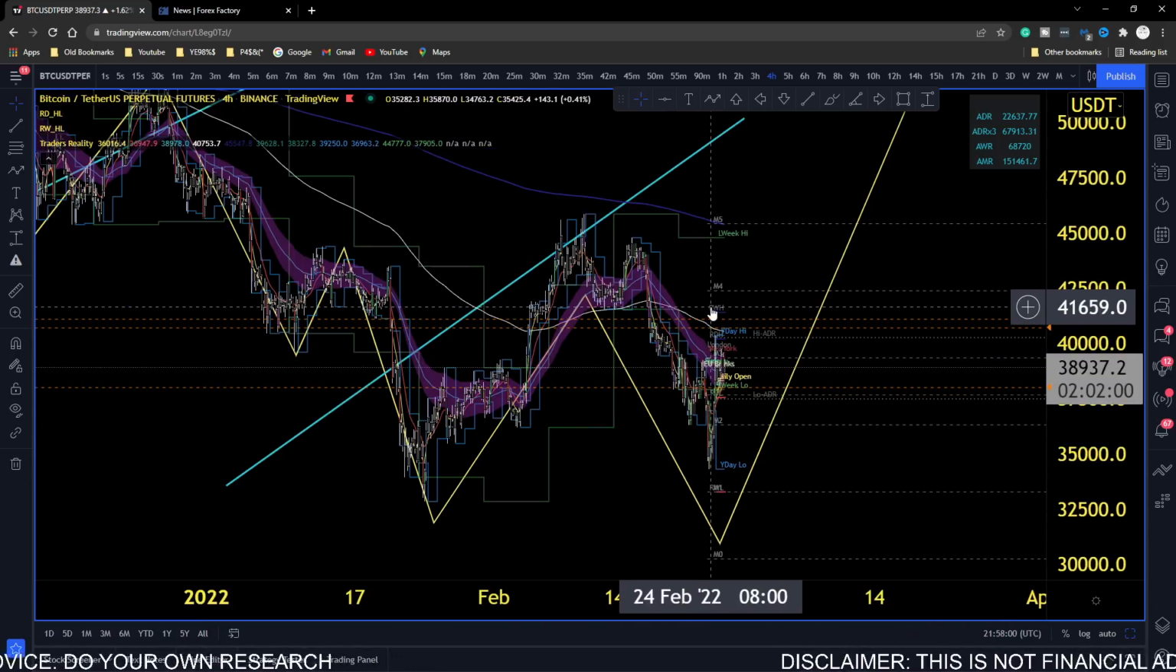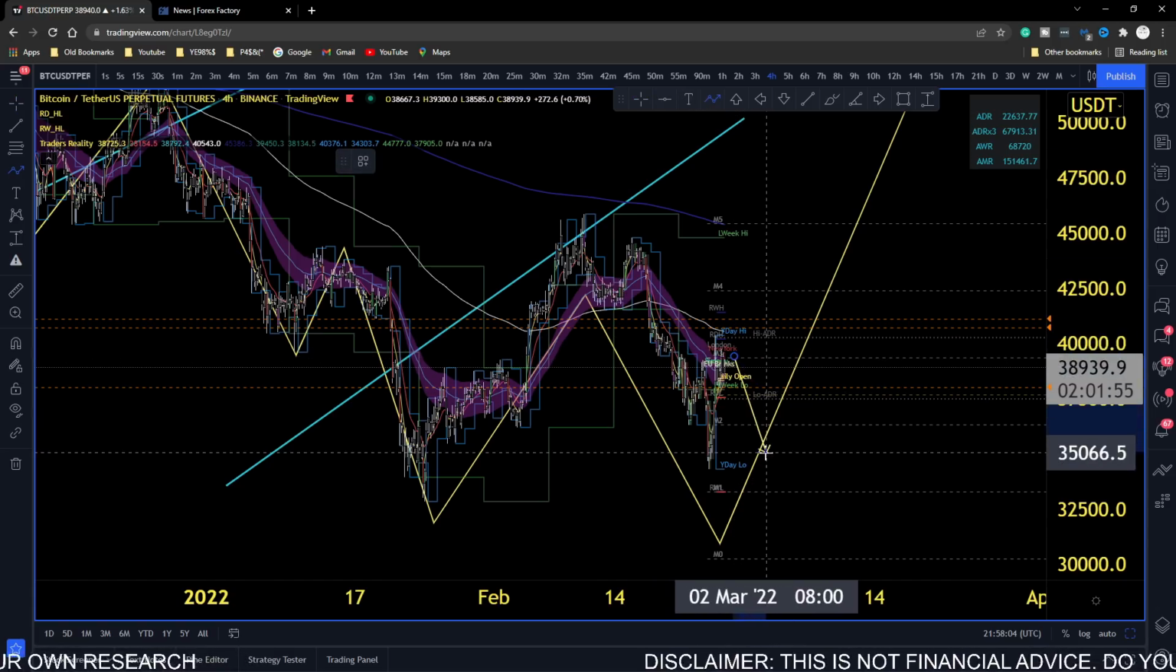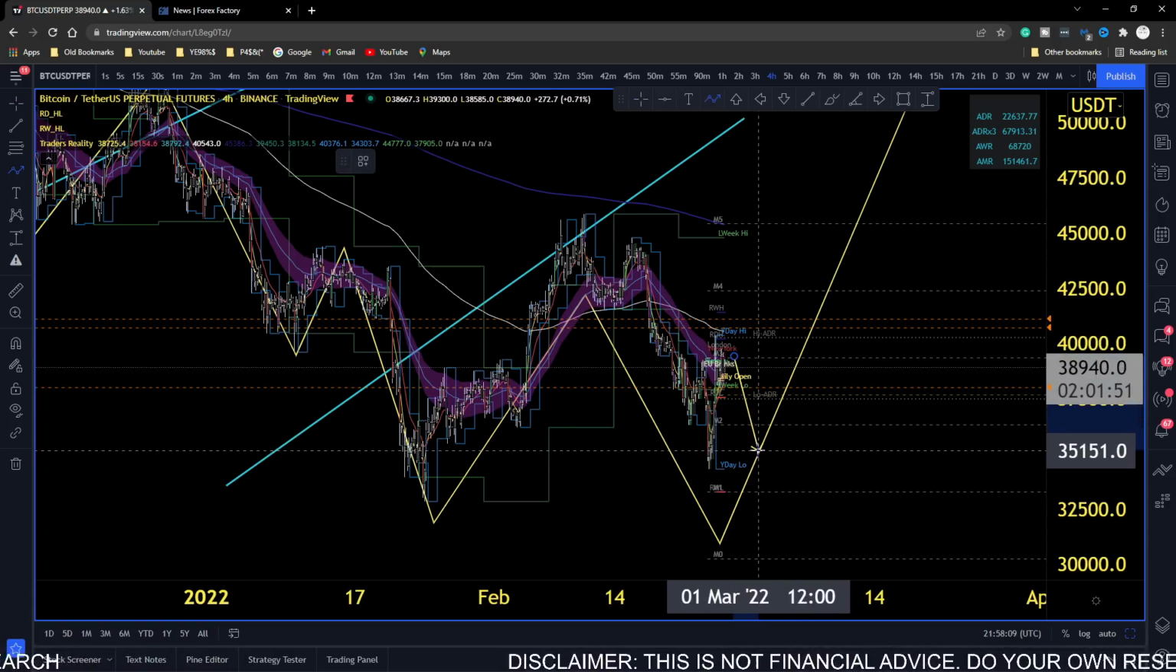Remember, it's a 4-hour time frame that we're basing it on. Bitcoin can actually come all the way down to here if it needs to. It would still be in line with the pattern itself.